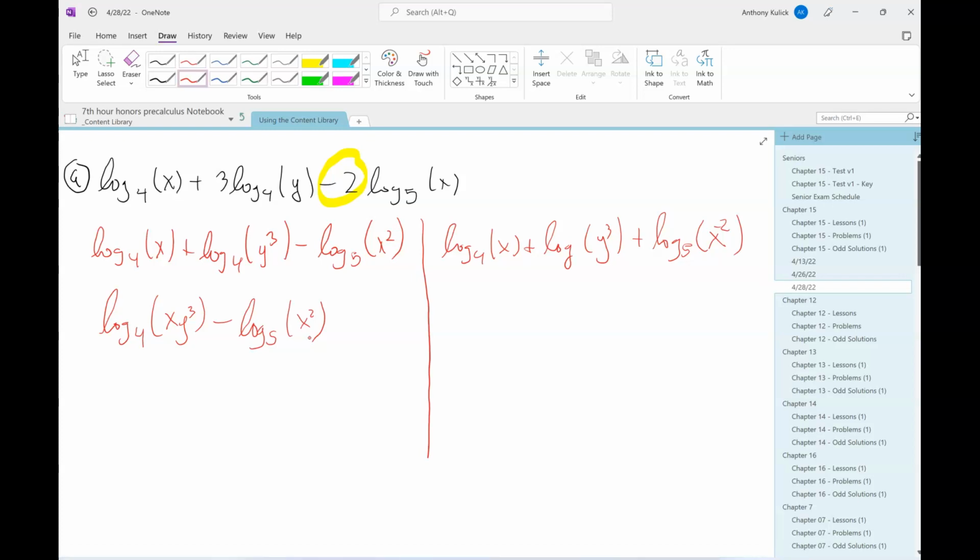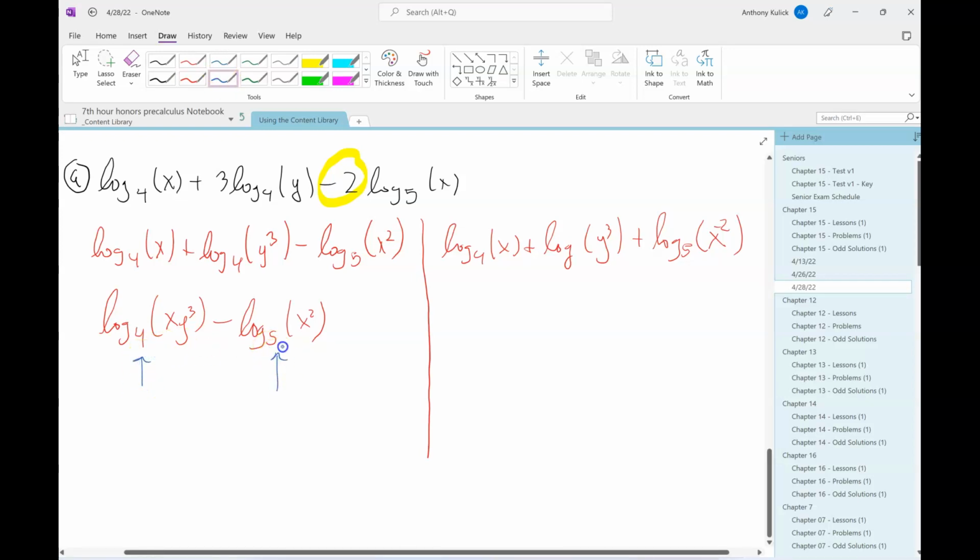Cool. The last property we need to look for then is the quotient. Do we see any quotient properties? Look carefully. The answer is no. But Mr. Kulik, I'm staring at a subtraction symbol right there. Why is there no quotient property going on?